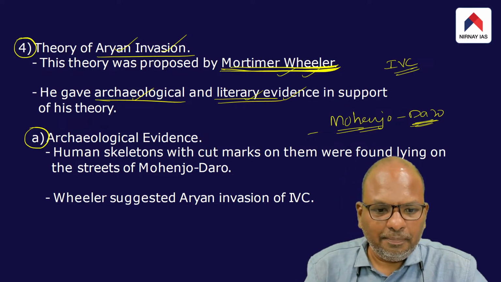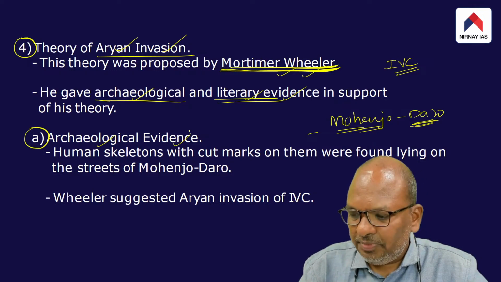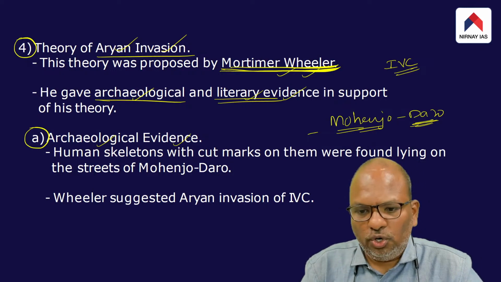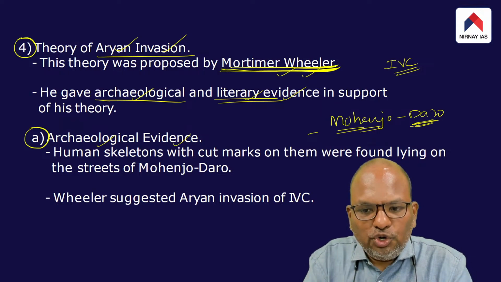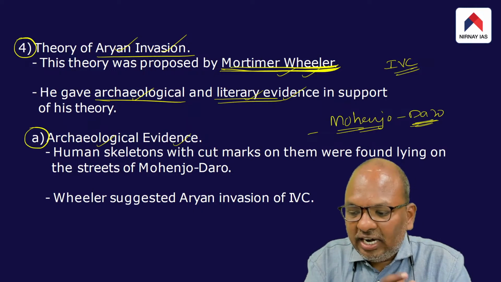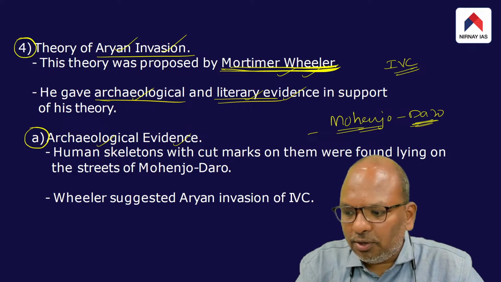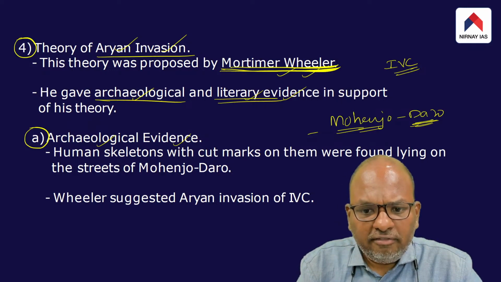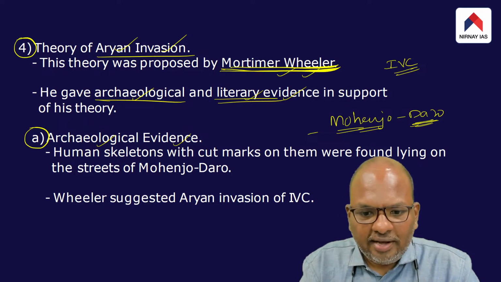In support of his theory, he presented both archaeological as well as literary evidence. What is the archaeological evidence? I just told you, when excavations were carried out in the city of Mohenjo-daro, numerous human skeletons with cut marks on them were found scattered on the streets of Mohenjo-daro. Basically, Wheeler argued that these skeletons are found scattered due to the invasion carried out by the Aryans.